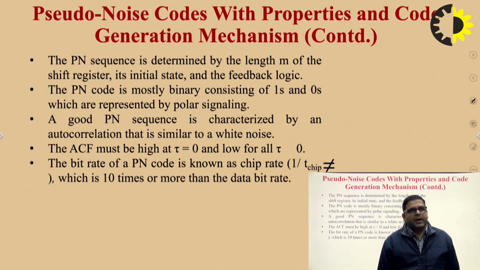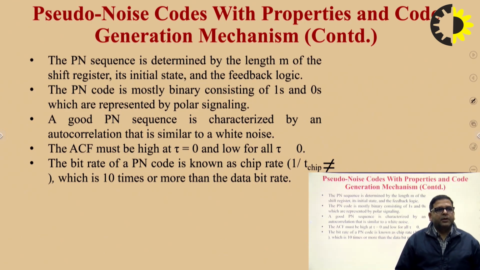If we have M flip-flops in the shift register, its initial state is known, and we have the feedback logic, then we can easily compute the outcome of the logical expression and what the output of the PN sequence will be.